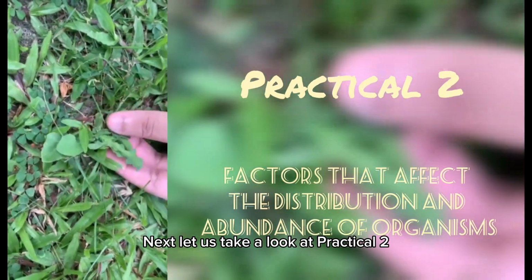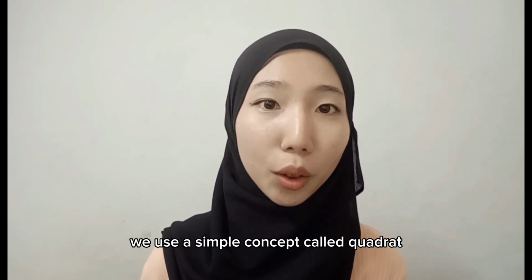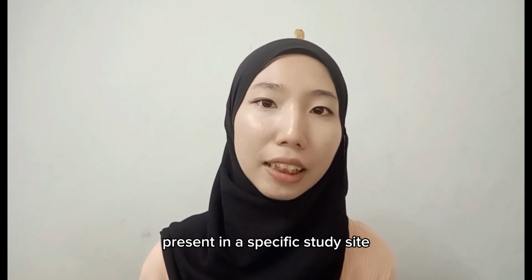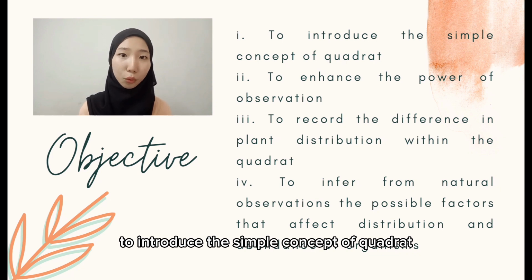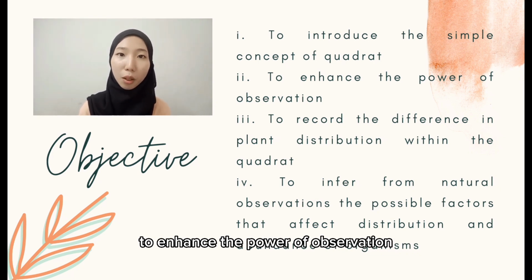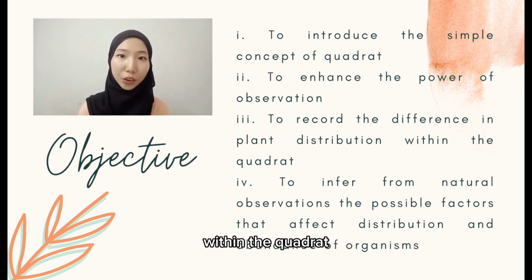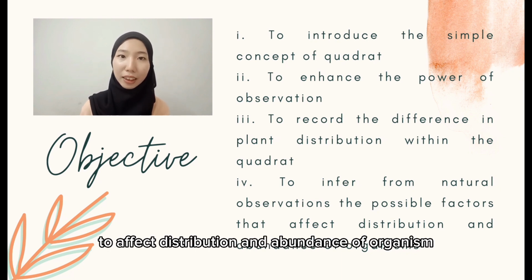Next, let us take a look at practical 2. In this practical activity, we use a simple concept called quadrat to observe and analyze the difference in plant distribution present in a specific study site. The objectives of this experiment are to introduce the simple concept of quadrat, to enhance the power of observation, to record the difference in plant distribution within the quadrat, and to infer from natural observation the possible factors that affect distribution and abundance of organisms.